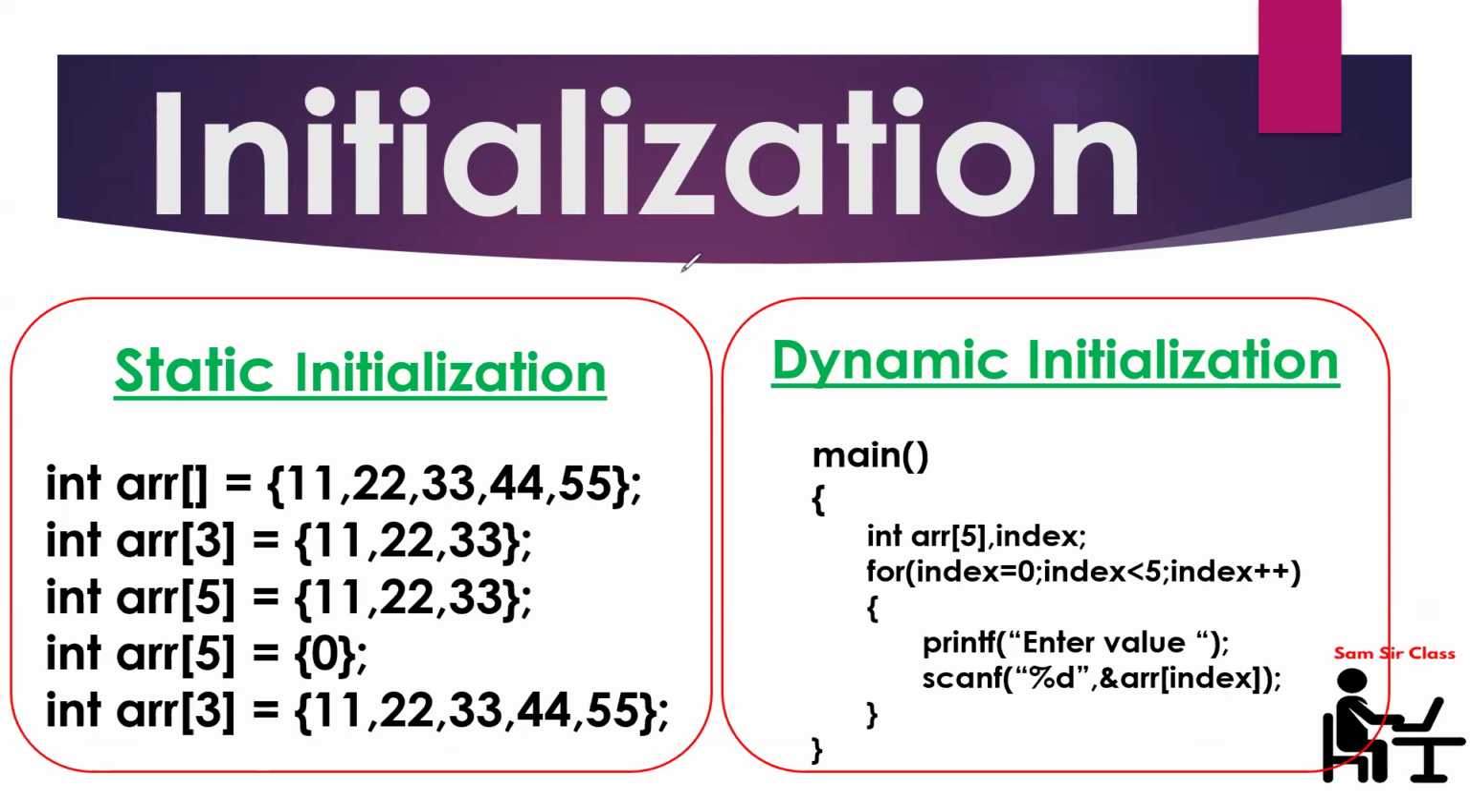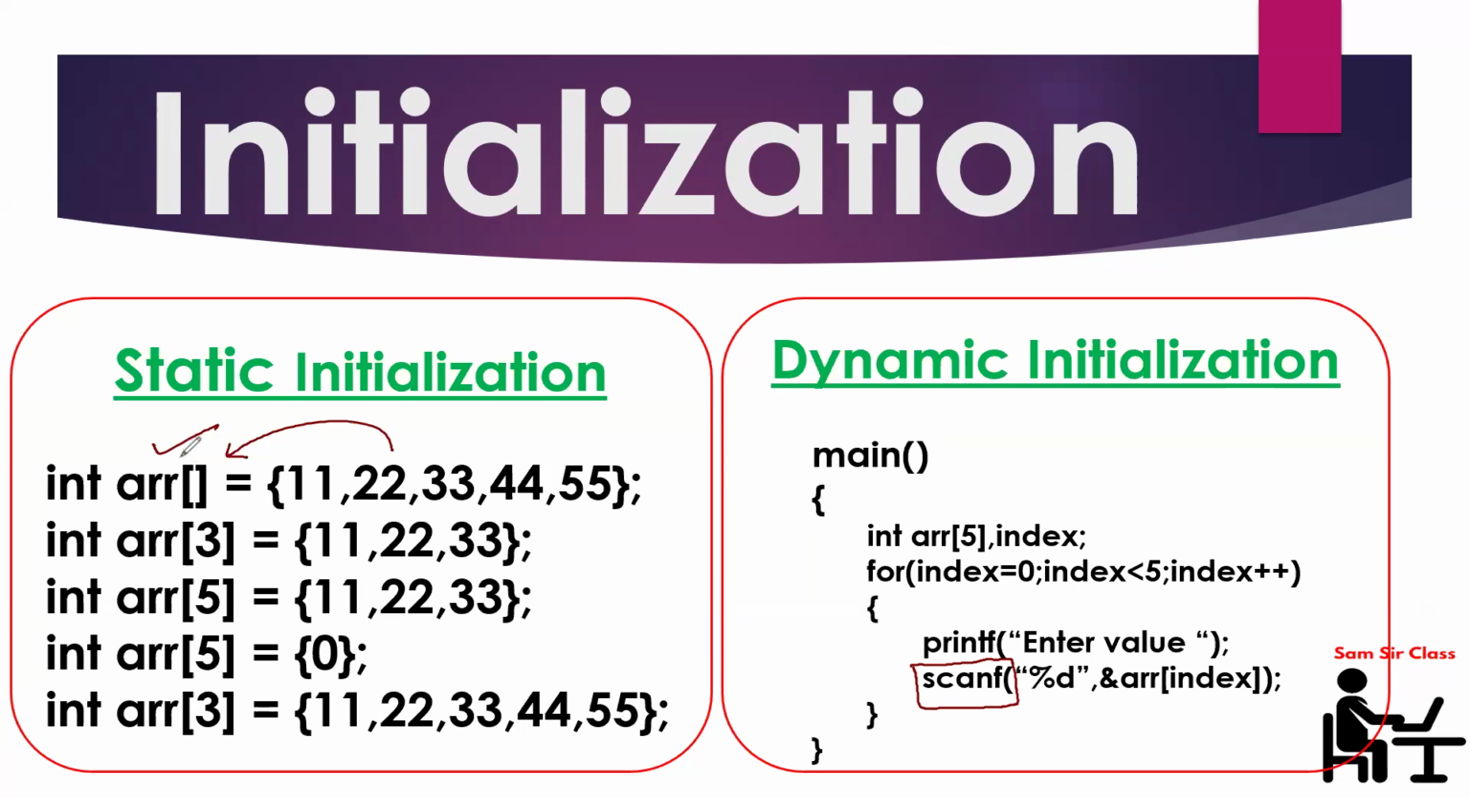Static initialization, all of you know, is when you declare the variable and, during the declaration time, you assign the value. That is known as static initialization. Dynamic initialization is all about using scanf, where the user is taking the input from the keyboard. Now let us discuss one by one regarding the examples.